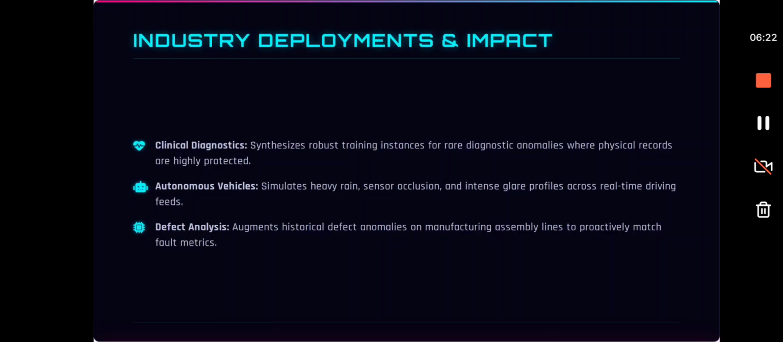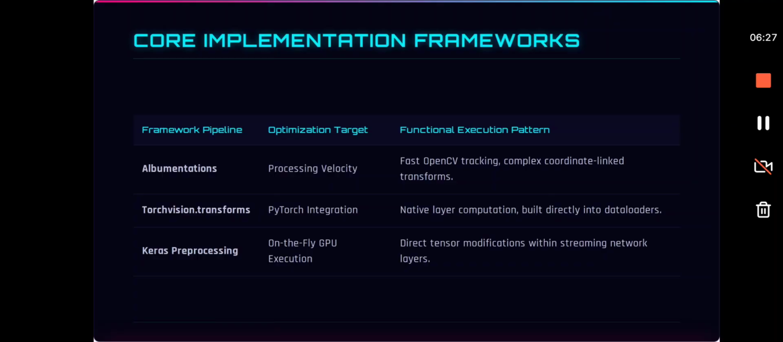Finally, let us discuss some popular implementation frameworks. Many frameworks are available for data augmentation. The Albumentations library is mainly used for image augmentation. The torchvision transforms module is commonly used for PyTorch projects. Keras preprocessing layers are used in TensorFlow and Keras applications. These frameworks make augmentation easier and faster during modeling.